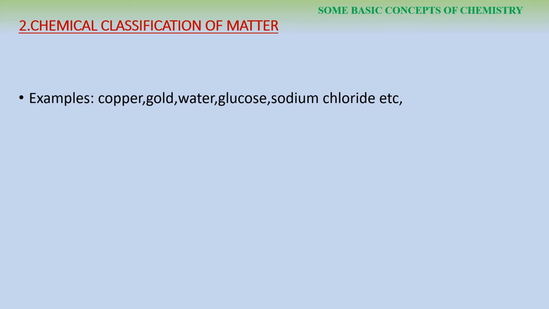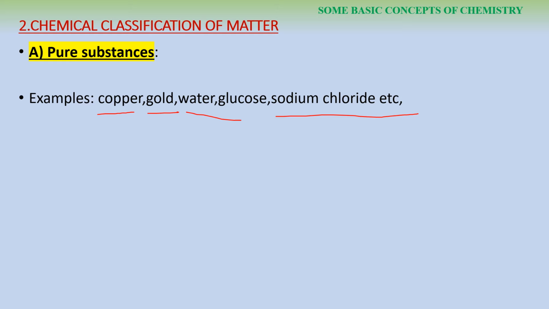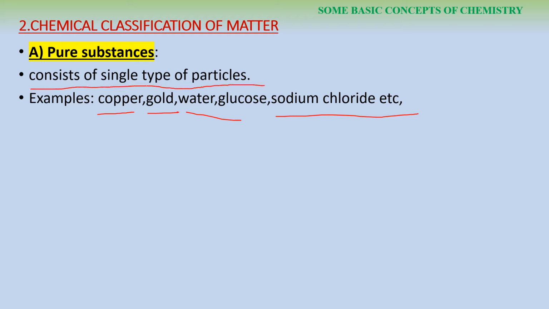Let's see the chemical classification of matter. First one, pure substances. Examples: gold in its pure state, copper, water, glucose, sodium chloride, etc. So, what are pure substances? Pure substances are substances that consist of a single type of particles or definite proportions, like water, glucose, sodium chloride. Wherever you take them, they will have definite proportions.